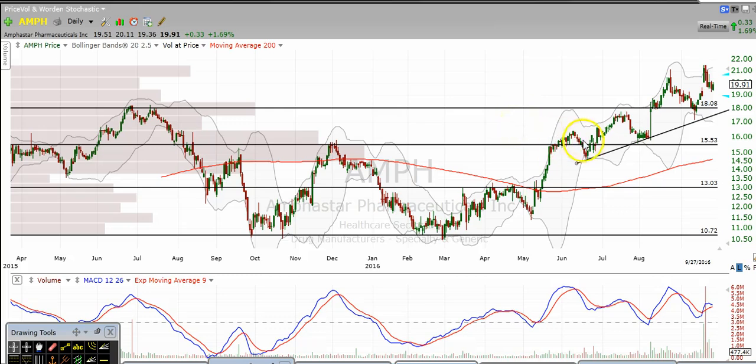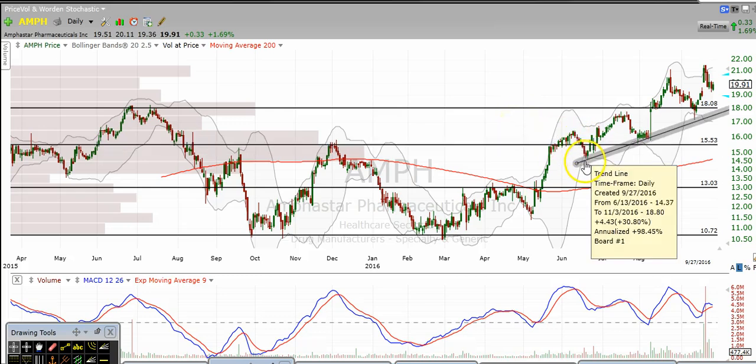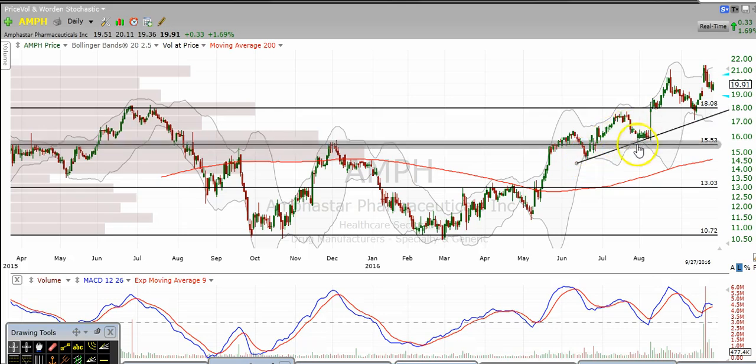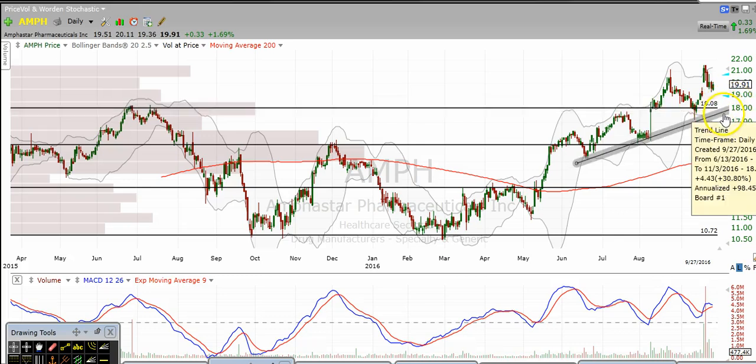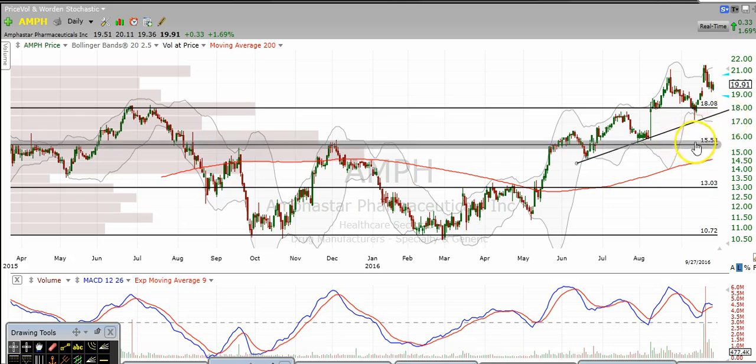Another thing right around $18 is this uptrend line. We've got a touch right here, a couple touches right there, a touch right there. So another touch of that level should get a bounce right there. If we don't get a bounce off of that $18 and then we close below this trend line and below $18, we're going to head down here to this $15.50 support.